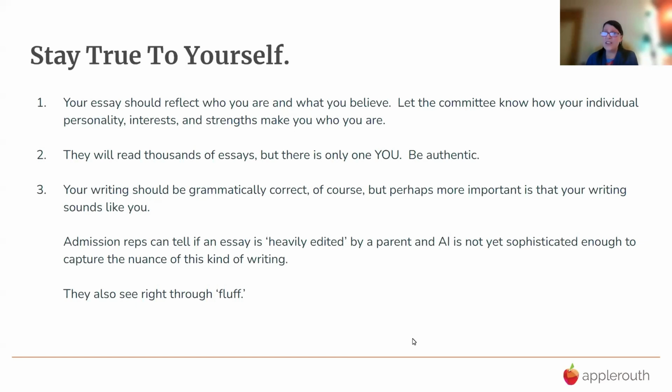Additionally, in many ways, thankfully, AI is not yet sophisticated enough to quite capture the nuance of this type of writing. And so it becomes very clear to college admissions readers if AI was used heavily in the writing of an essay. Additionally, they can see right through the fluff. So finding an essay topic that you can write well on for 550 to 650 words is really important. If you're overwriting and over-embellishing, that will stand out right away.